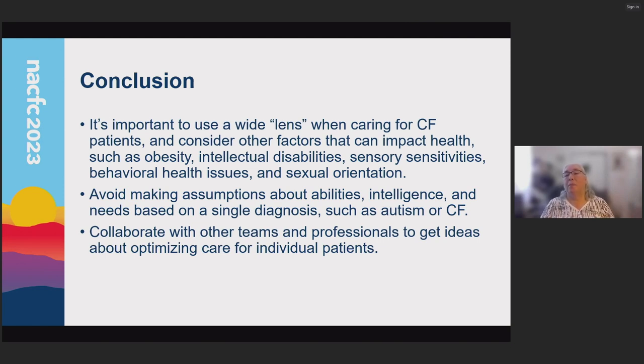So the intellectual abilities and other abilities can vary drastically from person to person. And finally, I would encourage collaboration with other teams and professionals to get ideas about optimizing care for individual patients. And we've been fortunate to have access to various teams. As I mentioned before, we were attending the craniofacial clinic from a very young age. And that's just one of several teams we've been involved with.